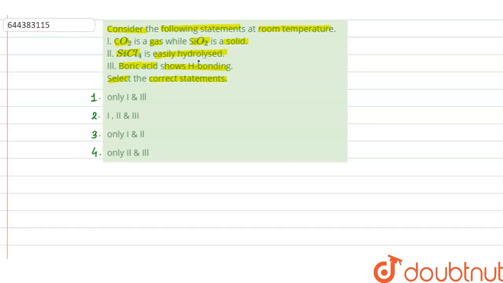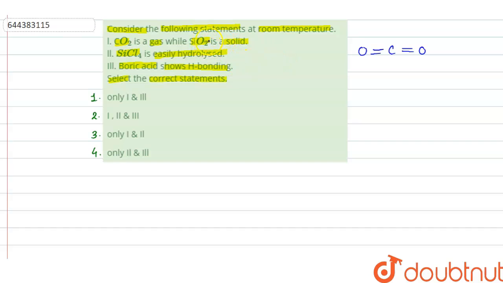Right, so in first statement it is given CO2 is a gas while SiO2 is a solid. So this is absolutely correct. At standard conditions of temperature and pressure, CO2 exists as a gas whereas SiO2 exists as a solid. If we talk about CO2, it has a simpler molecular structure in which carbon is bonded to two oxygen atoms. So in CO2 we have different molecules of CO2, each having a simpler molecular structure. Whereas if we talk about SiO2, it is a network solid.